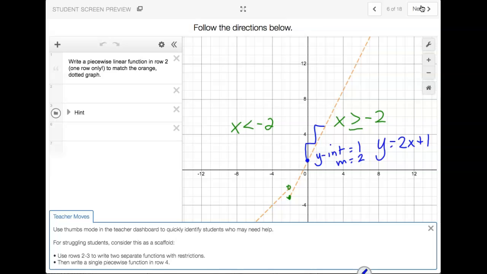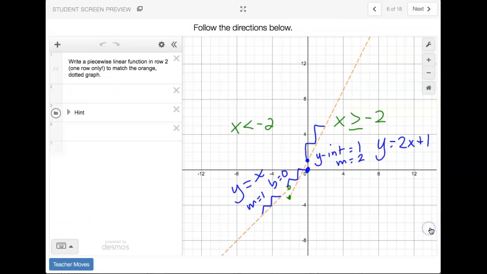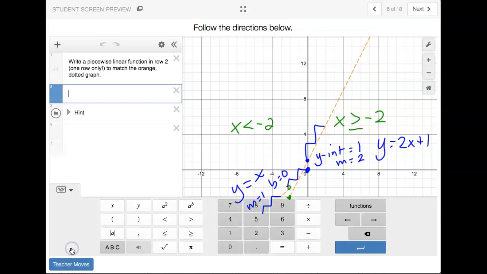On the left side, I can identify the slope as being 1, but then I have to extend that out a little bit to see that my y-intercept would be 0. So my equation here would just be y equals x. So how we're going to type this in, let's get our keyboard here again.